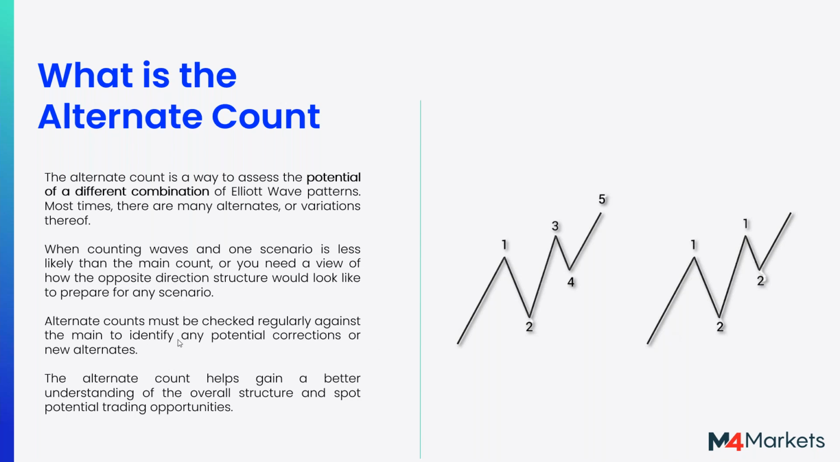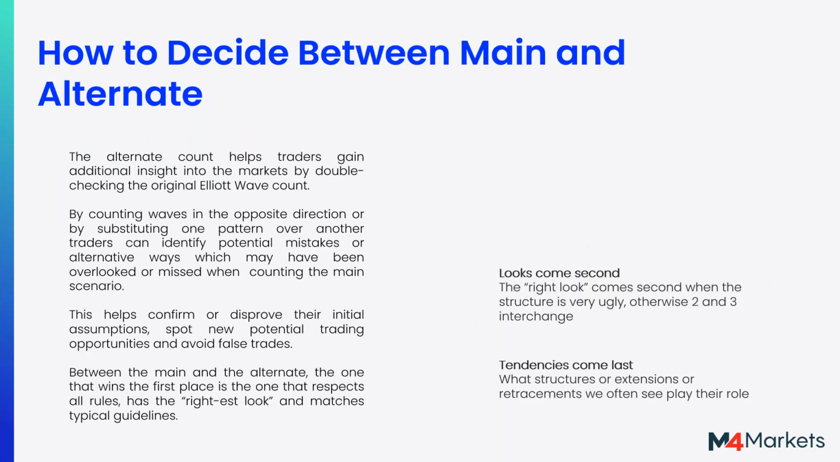So alternate counts must be checked regularly against the main, okay, to identify any potential corrections or even new alternates. And sometimes when you actually do try to find alternates is where the aha moment comes, and you are up against new opportunities, or realizing that, oh, you might have to cut losses because that might play out. So it definitely helps understanding the overall structure and not just spot potential opportunities, but also save from others.